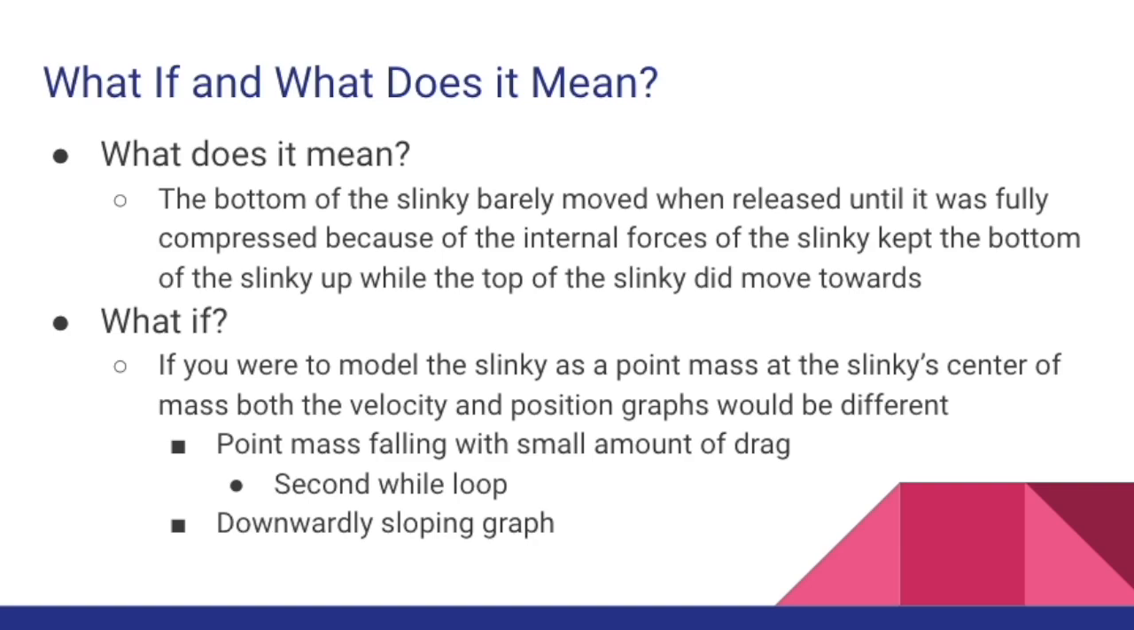And what if you were to model the slinky as a point mass at the slinky's center of mass? Then both the velocity and the position graphs will be different. You have a concave down position graph and a downwardly sloping velocity graph. This would be like this because you have a point mass falling with a small amount of drag, similar to what you can see in the second while loop as the slinky is falling fully compressed.